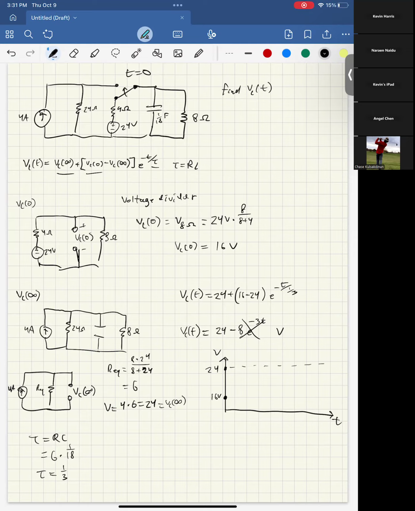and what we're going to see is after this circuit changes, it's going to go from its initial state and asymptotically approach that 24 volts. And the rate of this is described by that tau equals 1/3. So that's the idea with the capacitor. You can always double check your work by seeing if your time equals 0 and your time equals infinity results are what you expected.